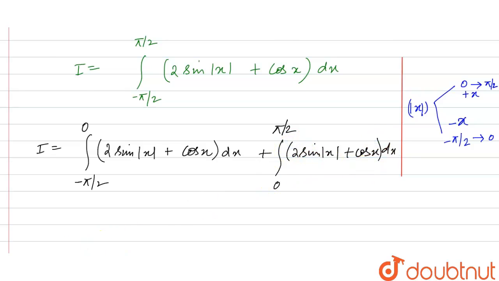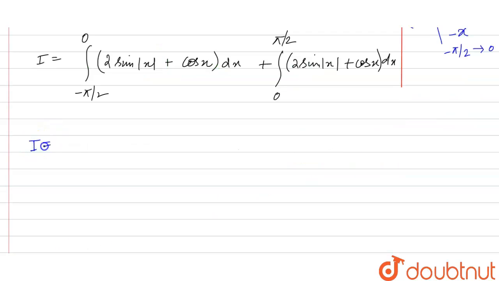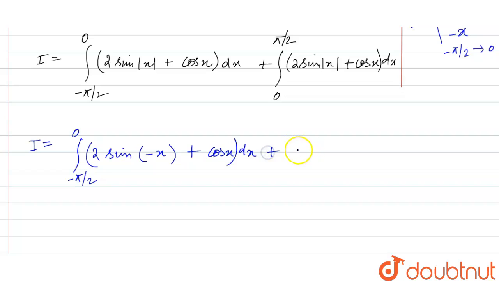If we further simplify, I is equal to, from minus pi by 2 to 0, 2 sine of minus x, it will open with a negative sign, plus cos x dx. And similarly plus from 0 to pi by 2, 2 sine x, this will open with a plus sign, plus cos x dx.